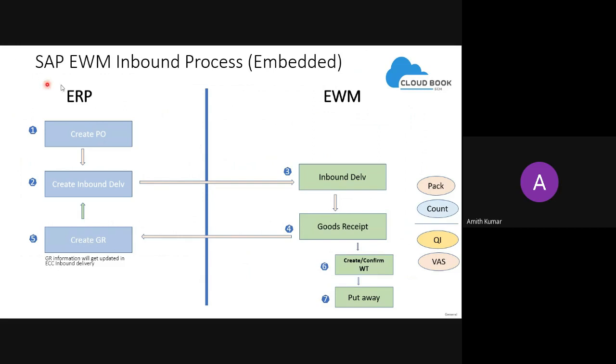Okay. So here you see there are two sections. One is ERP and one is EWM, right? As I said in the beginning, things are more majorly initiated in ERP. So if we take this example of the inbound process, what is the inbound process basically? It means we are trying to do a goods receipt of the product supplied by the supplier. Okay, so how do we do that?